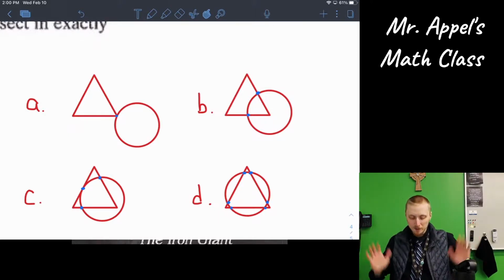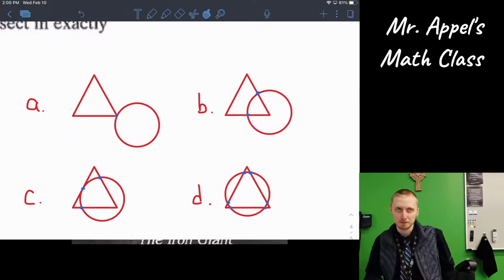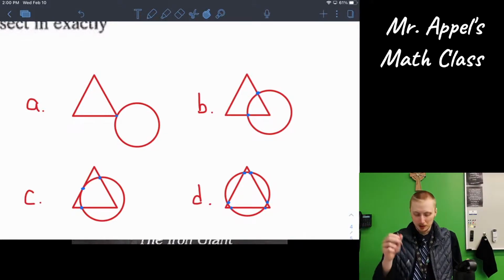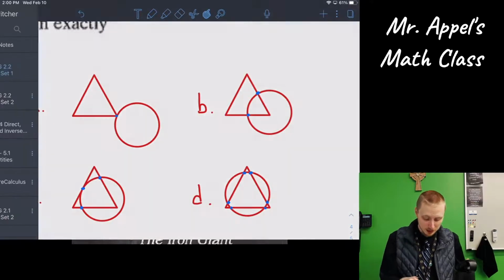All right, last call for questions from this problem set. Okay, seeing and hearing none, let's take a peek at today's work.